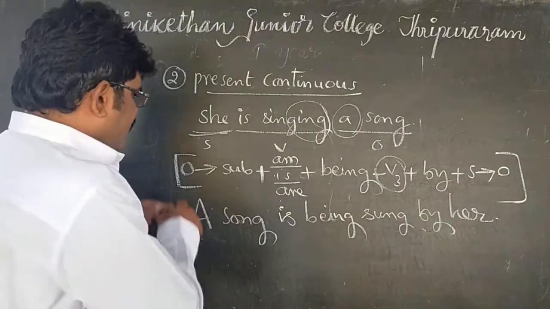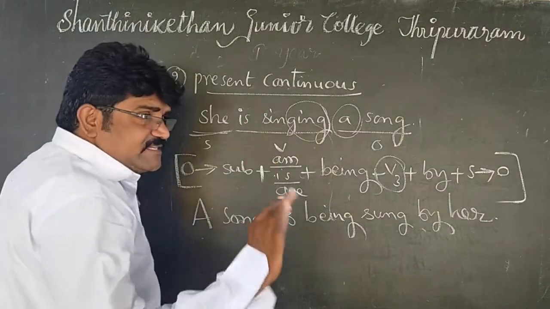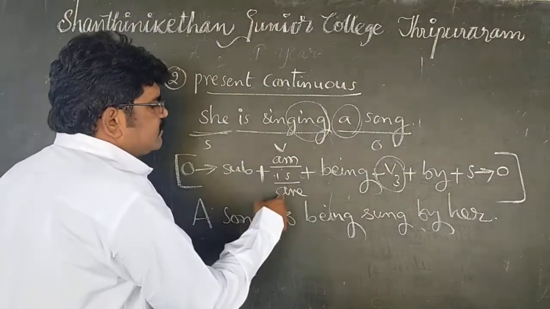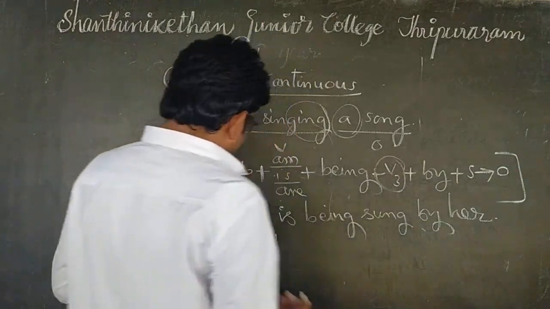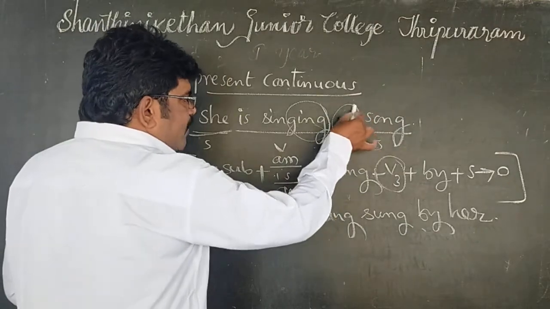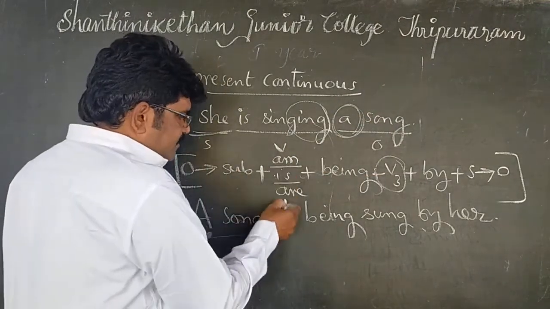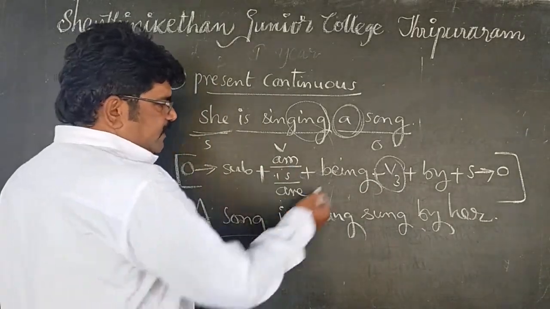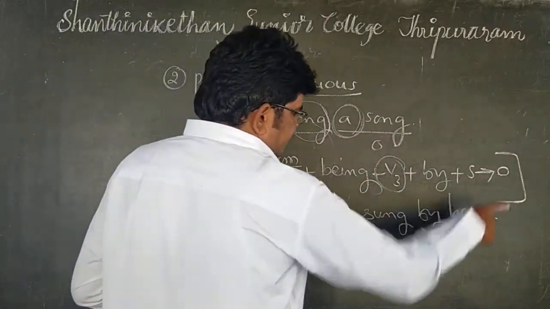Once again, listen. The object becomes the subject first. According to the tense, it won't be changed; we keep the same tense. Here, am, is, or are, after that being, V3, by, and the subject becomes the object. So let us start according to the structure. Who is the object? A song, with a capital letter. A song is singular, so among am, is, are, we choose is. Then use being, and V3 means the third form of sing, sung. By her. Clear?